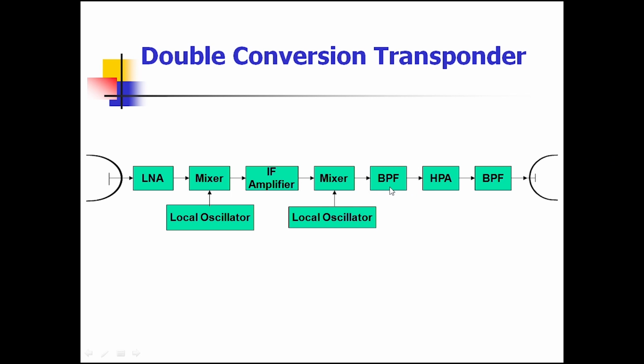Then it is applied to band pass filter to eliminate the harmonics and allow only the downlink frequency. The high power amplifier is used to increase the signal level and fed to the band pass filter again for the purpose of eliminating any further harmonics. Finally, the transmitting antenna is used to send the signal towards the receiving earth station.